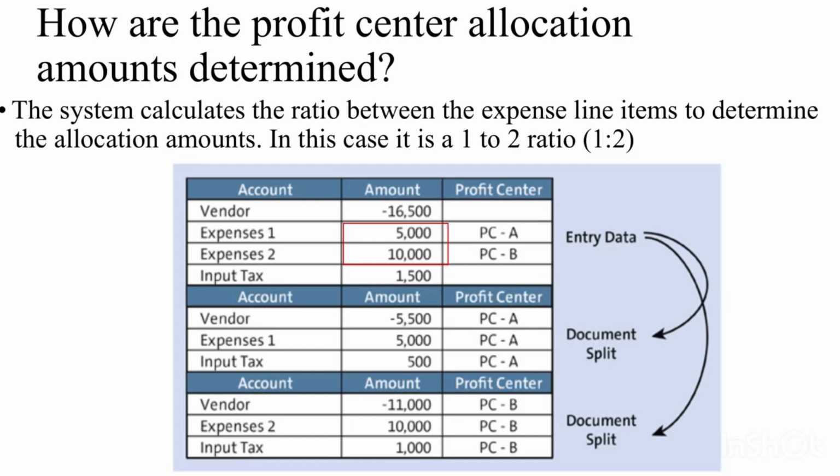You notice expense 1, $5,000, that $5,000 goes into $10,000 two times. So we got one $5,000 and that goes into $10,000 two times. So that's a 1-to-2 ratio. And that's how the system calculates the ratios between expense line items. And based on that ratio, it can calculate how to split up the tax and things like this.